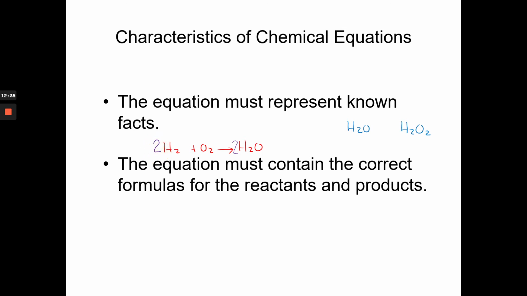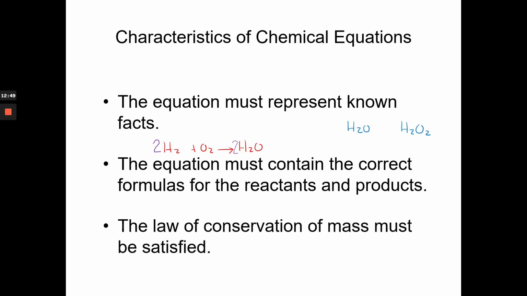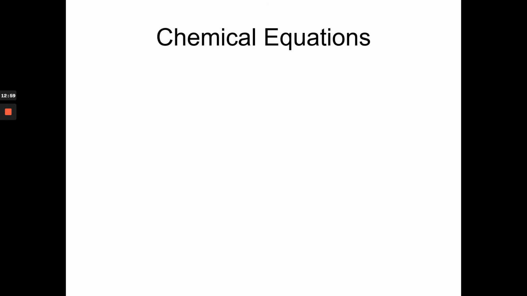So now I have 4 hydrogens on the reactant side, 4 on the product, 2 oxygens on the reactant, 2 oxygens on the product. That's what I mean when I say it must contain the correct formulas for the reactants and the products. And by doing this, the law of conservation of mass will always be satisfied. That's a very, very important law of nature, especially in chemistry.